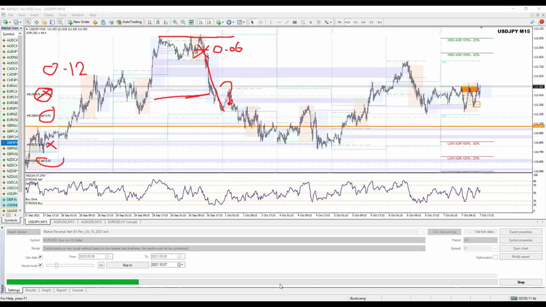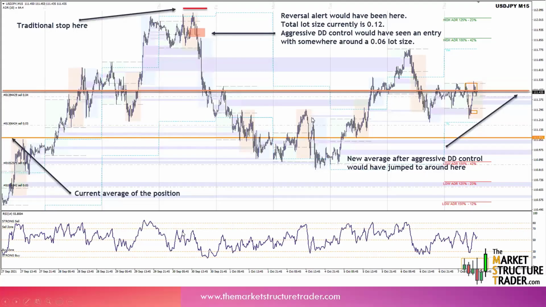Okay, I've got a slide as well to show you that happening as it plays out. So there's your current average position right now.